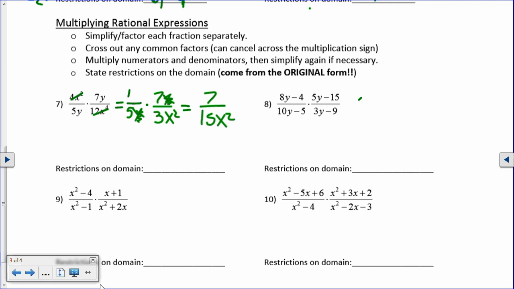Alright, restrictions. Remember there are two different variables, so two different types of restrictions. They're monomials, so what's the only value of x that's not allowed? 0. And what's the only value of y that's not allowed? 0. Again, rule of thumb: if they're monomials, the restriction is automatically 0.